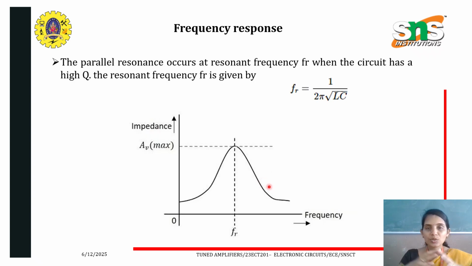The resonant frequency is given by Fr equal to 1 by 2 pi root LC. As we have discussed, the tuned amplifier always produces a narrow bandwidth. We can see that the relation between the impedance, the gain and the frequency gives this type of plot, which indicates the bandwidth is narrow.